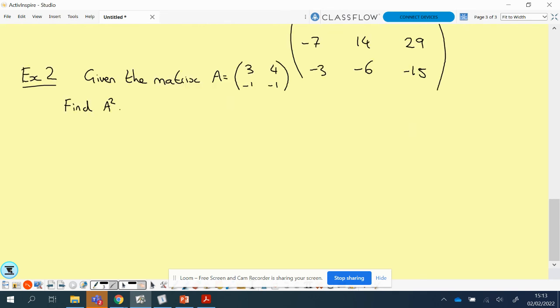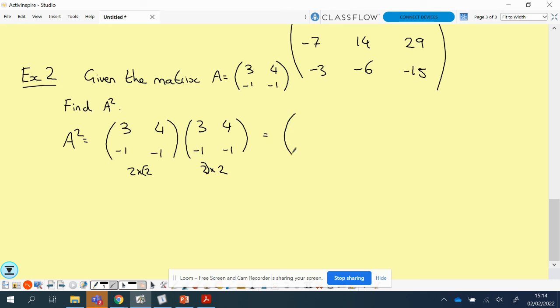Okay, so if I do A squared, you don't just square the terms as well. Okay, that's another common mistake. You've got to do A times A. So A times A is going to be 3, 4, -1, -1, multiplied by 3, 4, -1, -1. And you can see that they're both 2 times 2. So it's going to leave me with a 2 by 2 matrix as well.